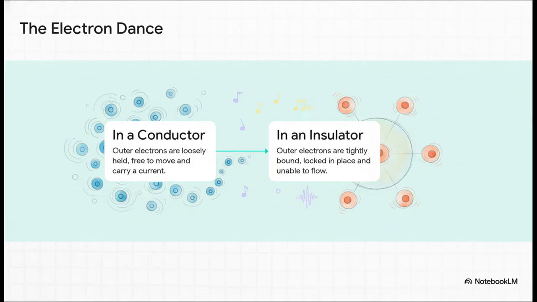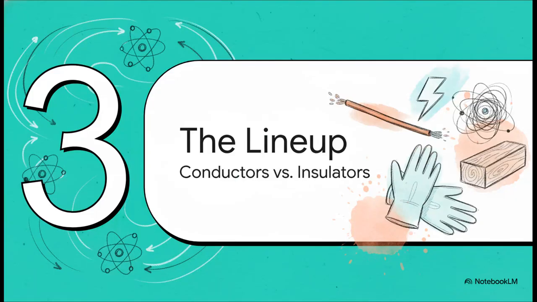Okay, so down at this tiny level, it's all about what I like to call the electron dance. In a conductor, the outer electrons are loosely held. They're free spirits. They can easily jump from one atom to the next, and that flow is what we call an electrical current. But in an insulator, it's the complete opposite. Those outer electrons are held in a super tight grip. They're locked down, they can't move, and so no flow. And that one tiny, fundamental difference at the atomic level, that's what creates our two main teams, the conductors and the insulators. So let's line them up and see how they compare.